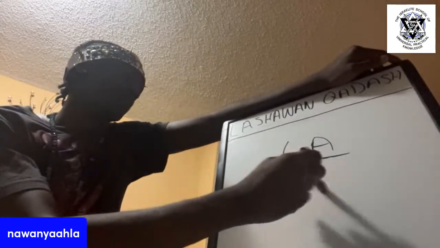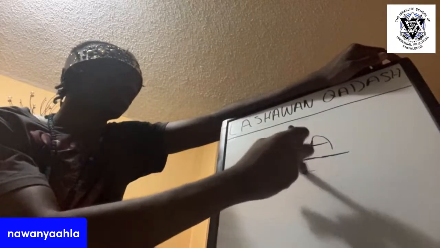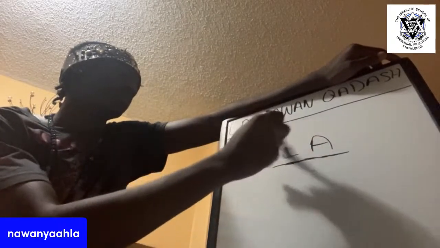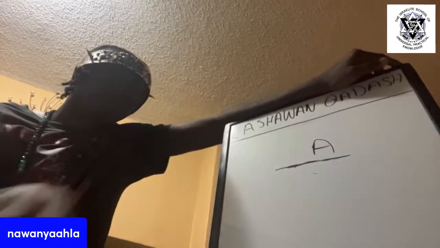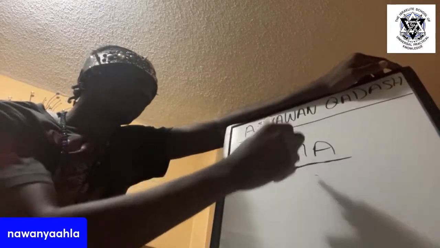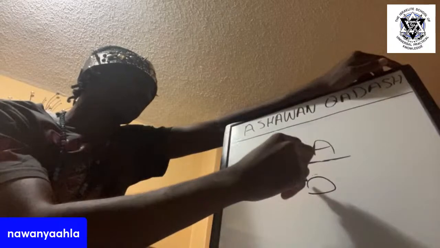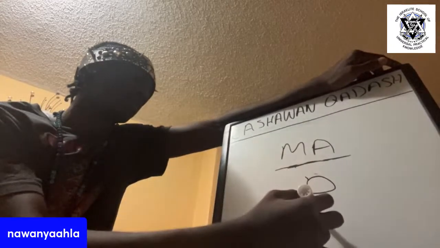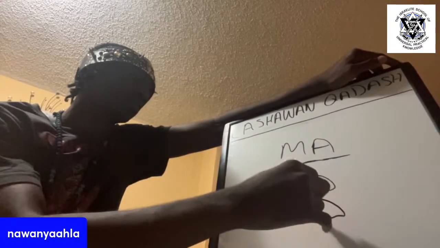Next up, we got the ma. The ma is another one of them characters. One of the 2 out of the 5. We went through the ka, so now we're going through the ma. One of the characters that you have to write differently at the end of a sentence.